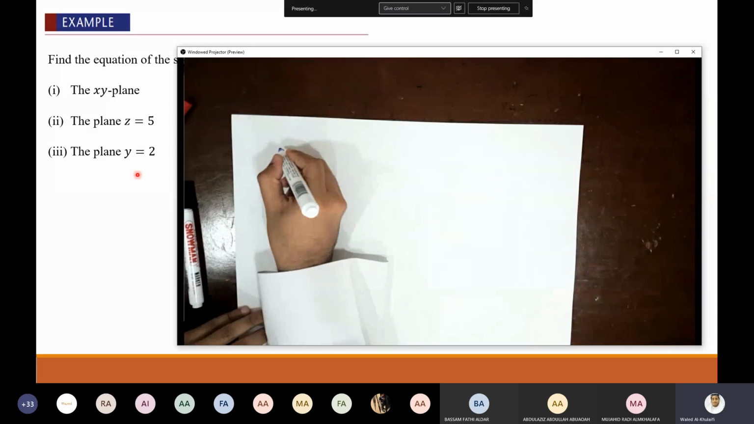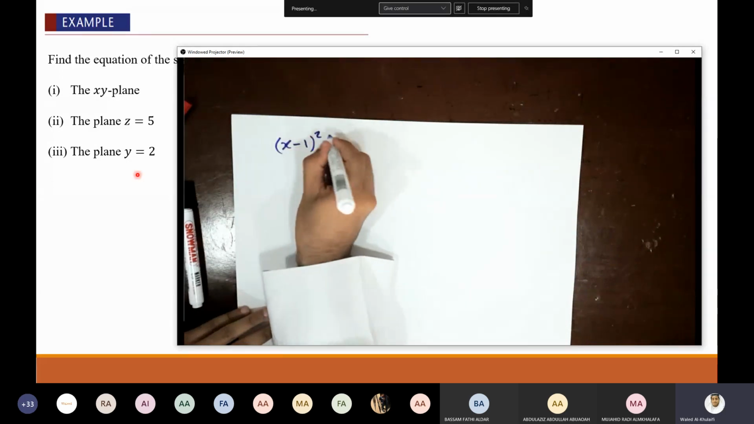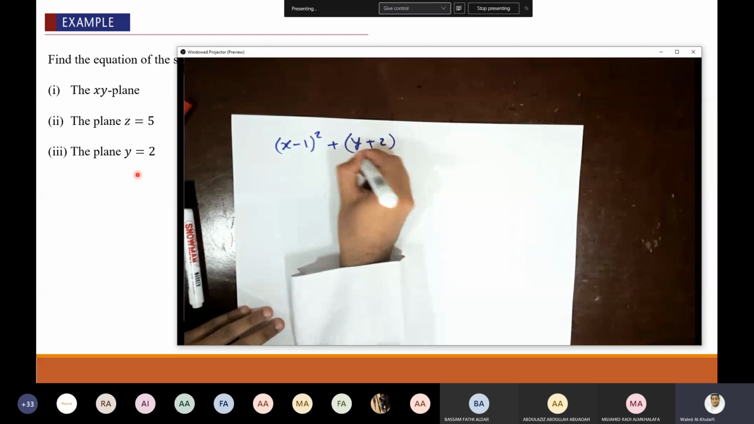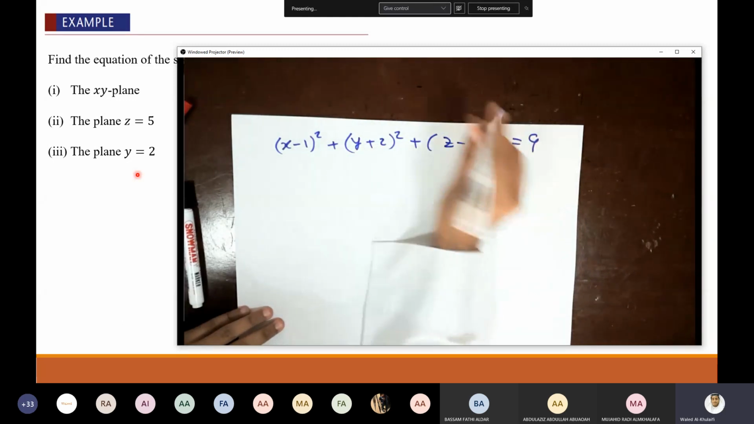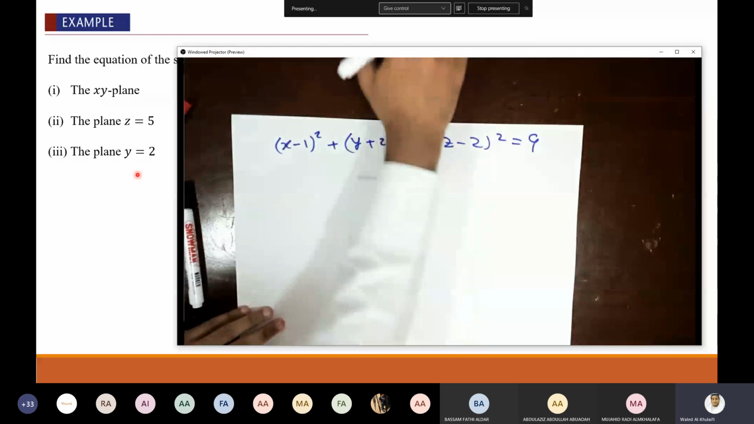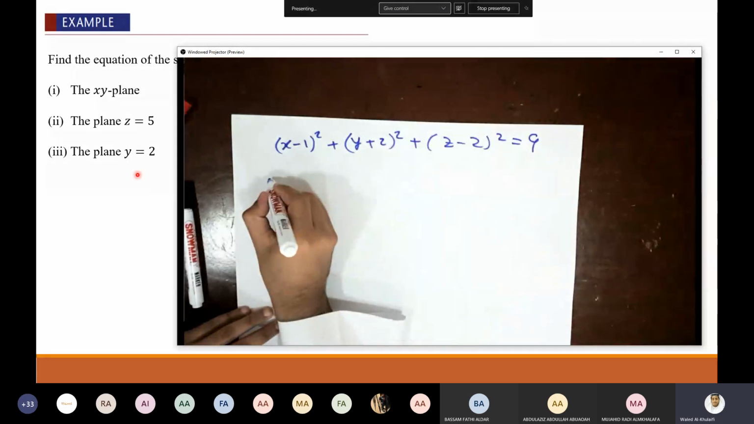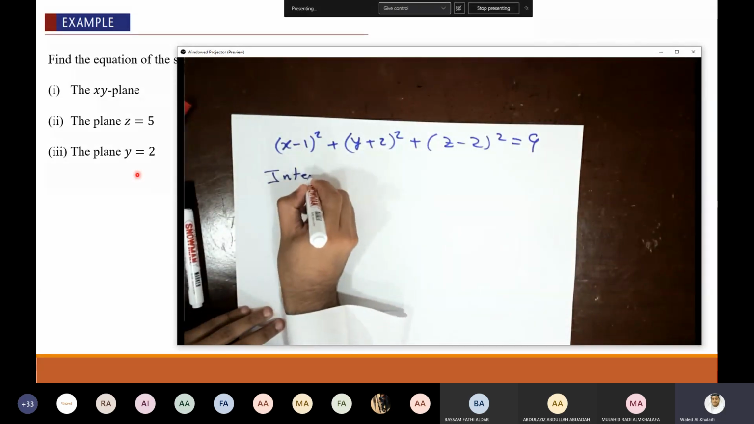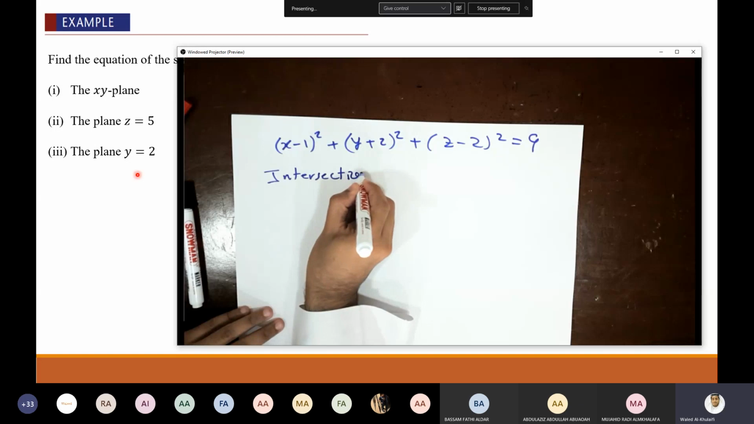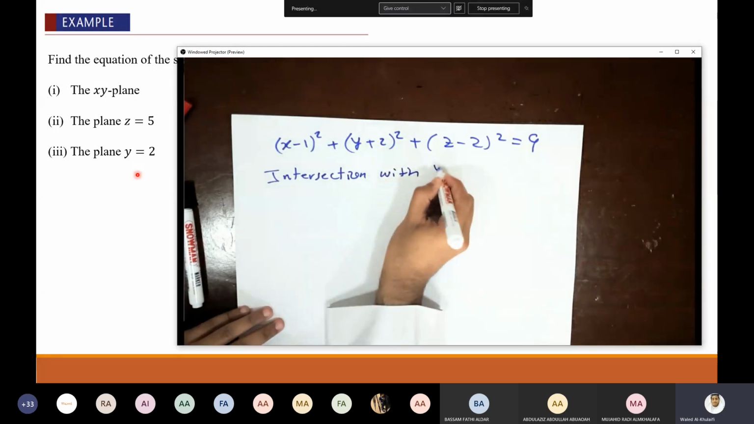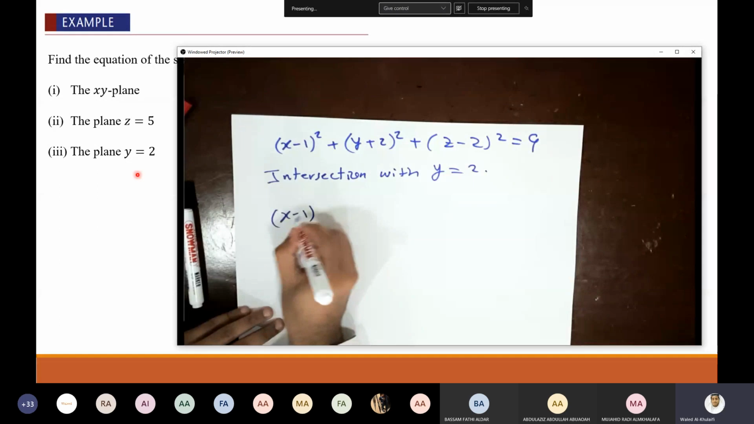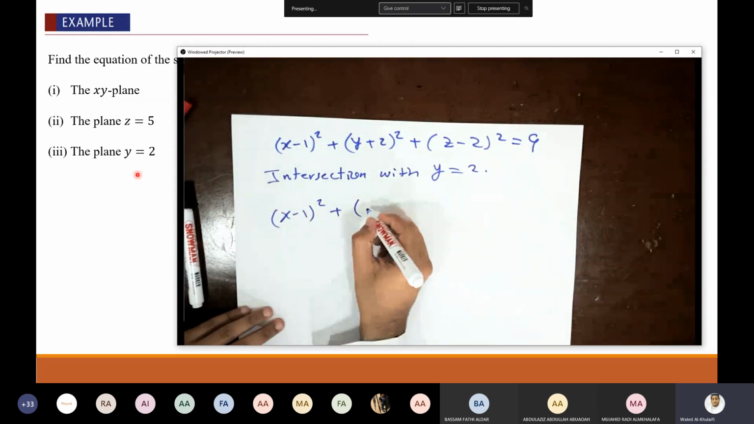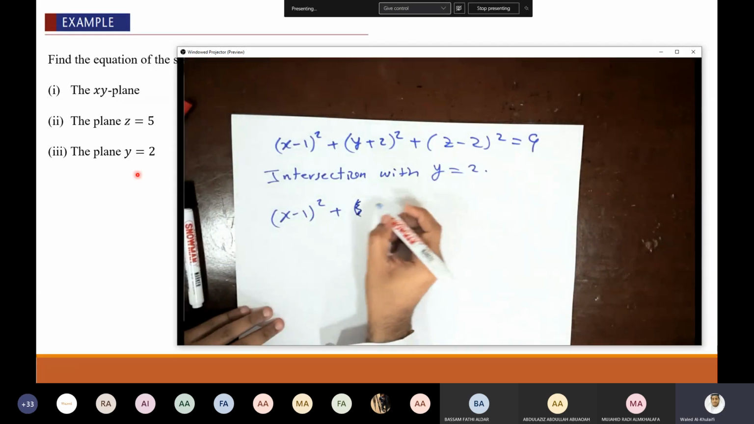Remember the equation is x minus 1 squared plus y plus 2 squared plus z minus 2 squared equals 9. Let me just check. Yeah, this is what we found. Now we need the intersection with y equals 2. We will do the same thing, guys. We substitute.